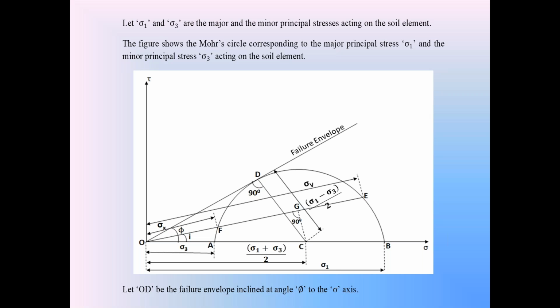So when the backfill has an inclined surface, consider the soil element at a depth z from the top of the backfill, subjected to two principal stresses sigma 1 and sigma 3. Sigma 1 is perpendicular to the top and bottom of the soil element. Sigma 3 is perpendicular to the sides of the soil element, horizontal. So by considering the principal stresses sigma 1 and sigma 3, prepare the Mohr stress circle. This is that Mohr stress circle. When the Mohr stress circle touches this failure envelope, the backfill is in failure condition.